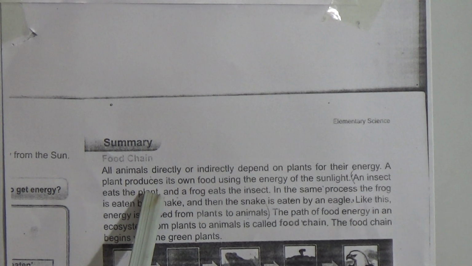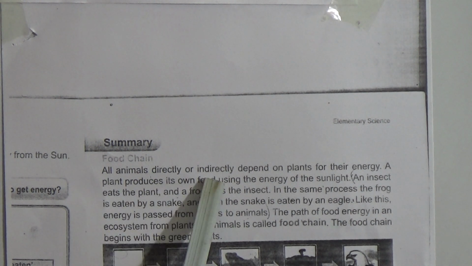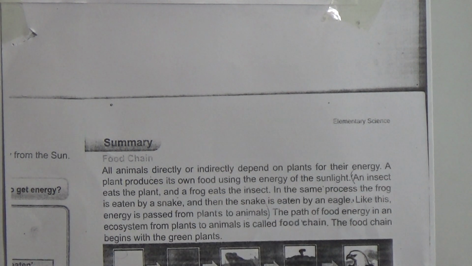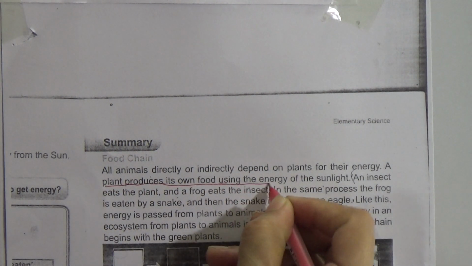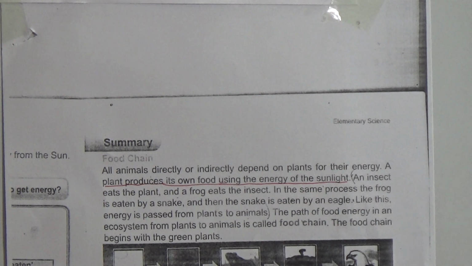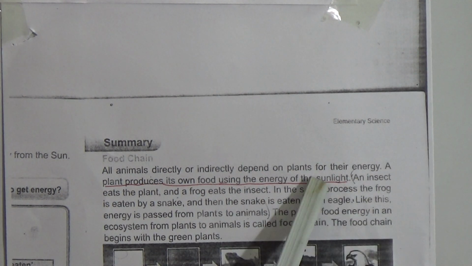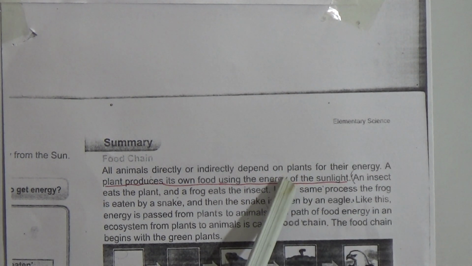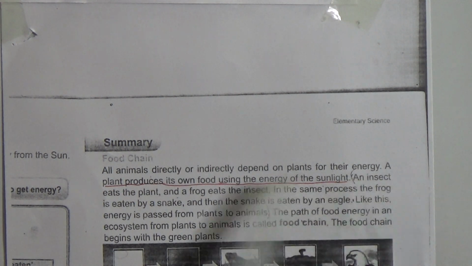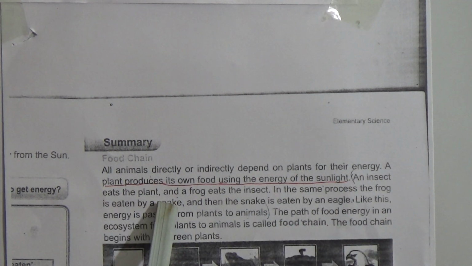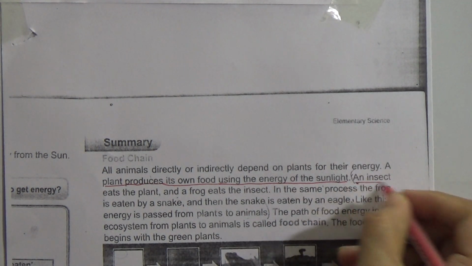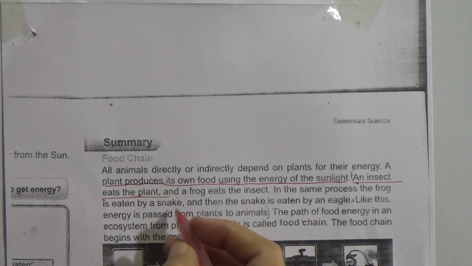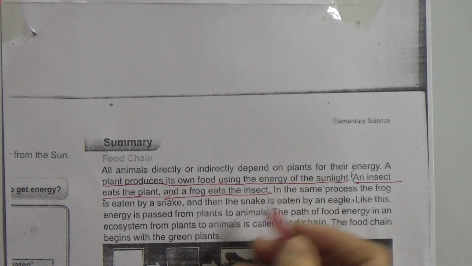Plant produces its own food using the energy of the sunlight. We know that plants produce their own food using sunlight. Not only sunlight, plants use sunlight, water and carbon dioxide to make their food. An insect eats the plants and a frog eats the insect. My dear students, see, an insect eats the plants and a frog eats the insect.